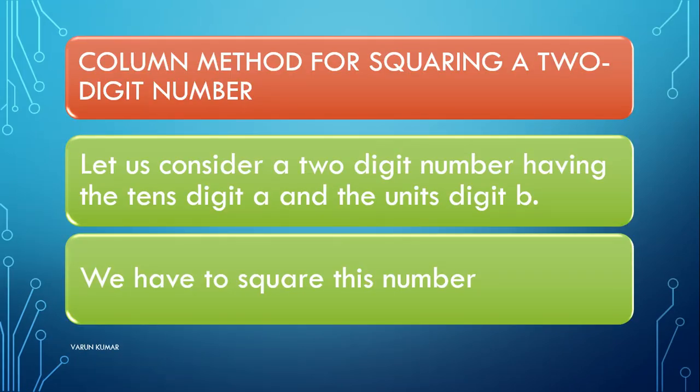At first, we are going to discuss the Coulomb method for squaring a two-digit number. Let us consider a two-digit number having the tens digit A and the unit digit B. We have to square this number. First we will discuss the working rule separately.